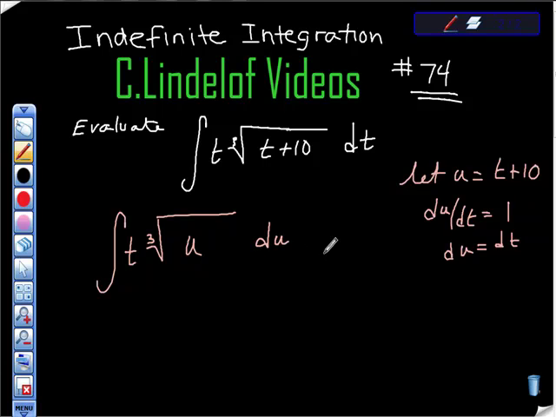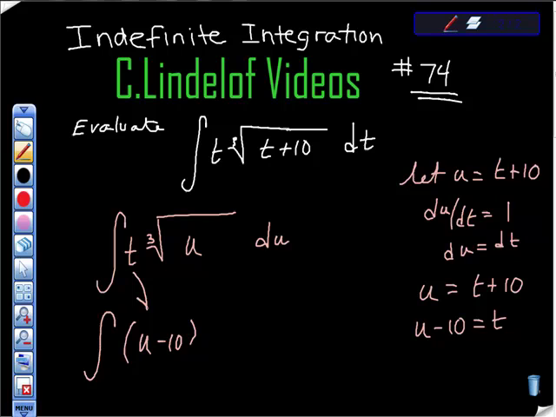Looks better, right? We still have this t here. We have u equal to t plus 10, therefore t is equal to u minus 10. Just a little bit of algebra. So I'm going to say that u minus 10 is this t right here. I'm going to rewrite this piece as u to the 1/3 power, because it's the third root, du.